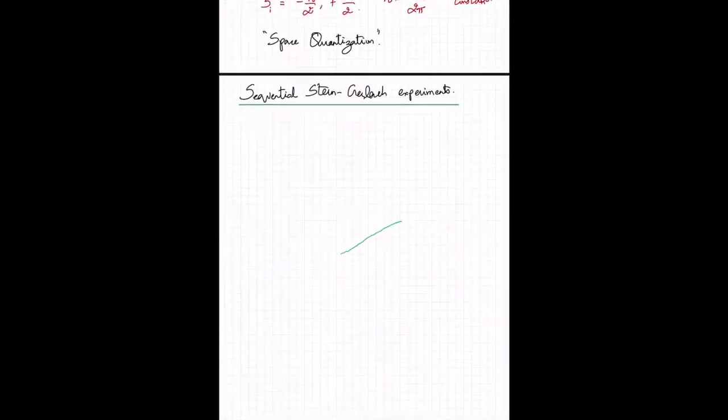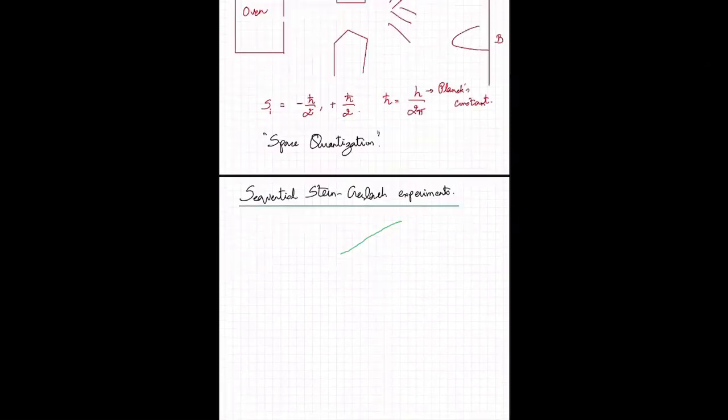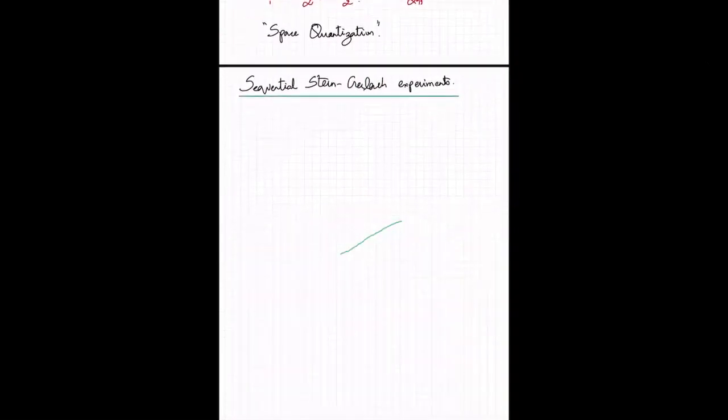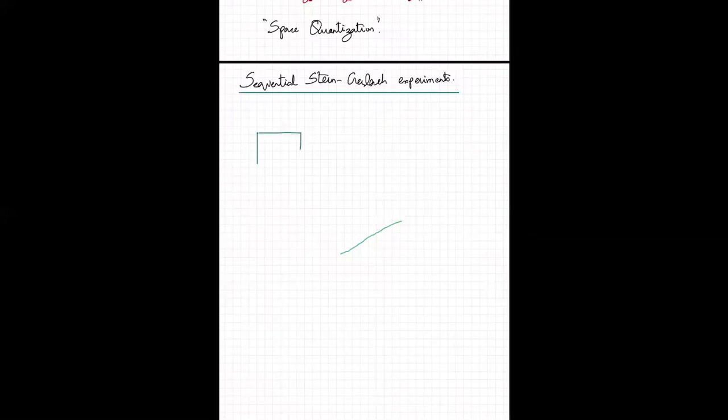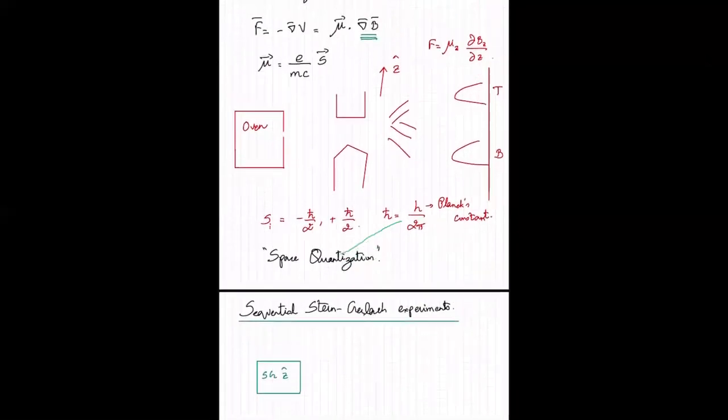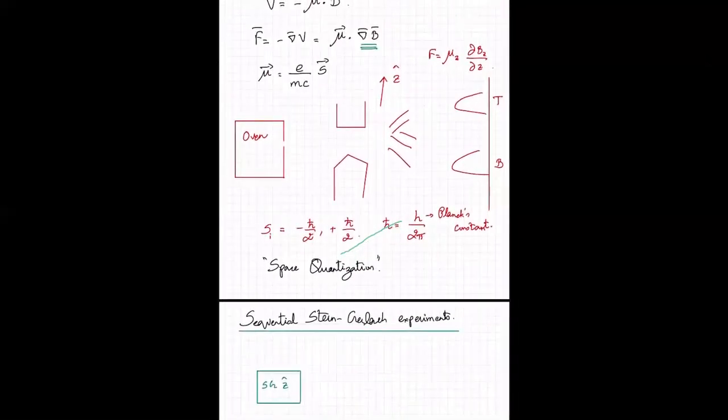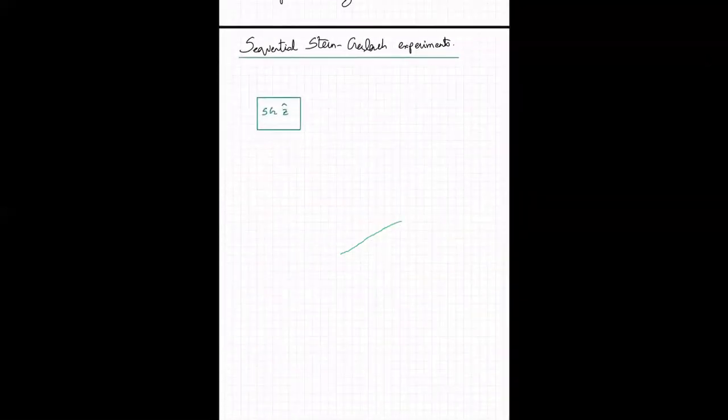Okay. So the first experiment is exactly what I just described to you. This whole setup I'm going to reduce to a simple box, and I'm going to call this box SG Z hat. What does this mean? This box corresponds to the setup with the magnets producing an inhomogeneous magnetic field along the Z direction. That is what this notation means. Now, what is the outcome of this experiment?